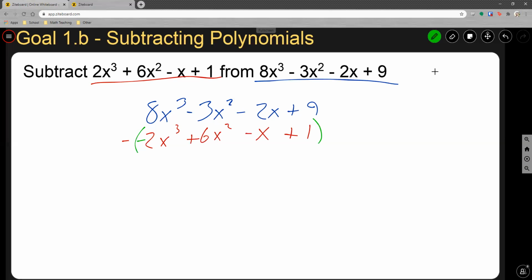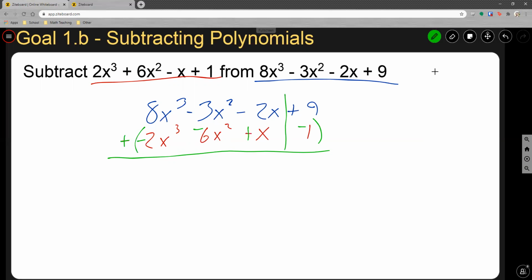2x to the third becomes -2x to the third. 6x squared becomes -6x squared. -x becomes +x. And +1 becomes -1. Once I've applied that negative on the outside to all the things on the inside, I can turn the problem into an addition problem. I'm going to clean up these plus signs just to prevent any confusion. And now I can just treat the problem as if it were addition. I'll still start on the right.